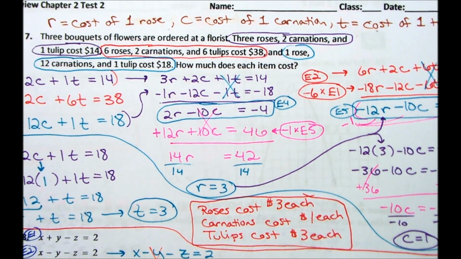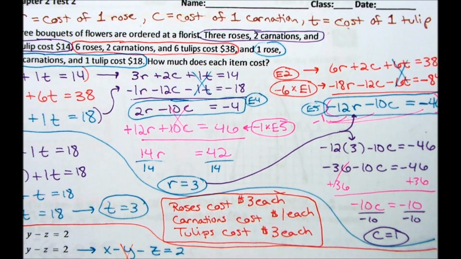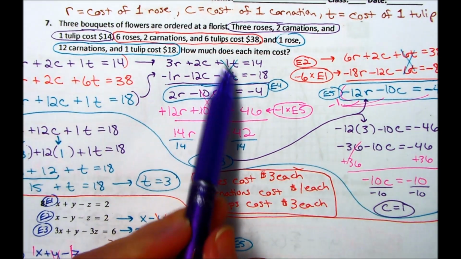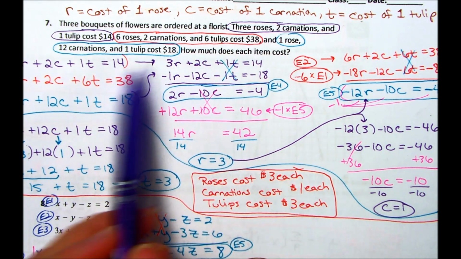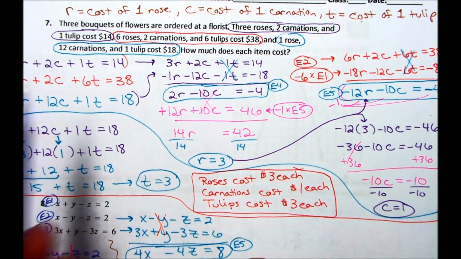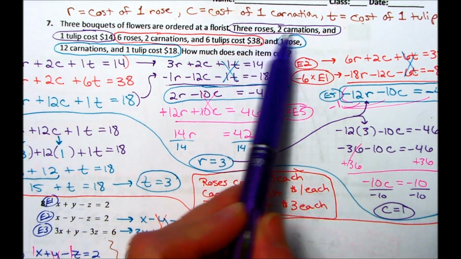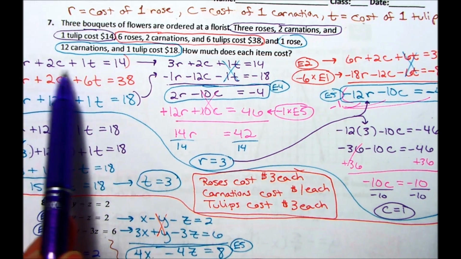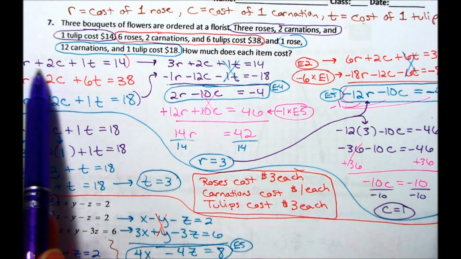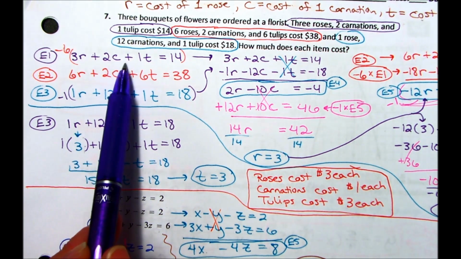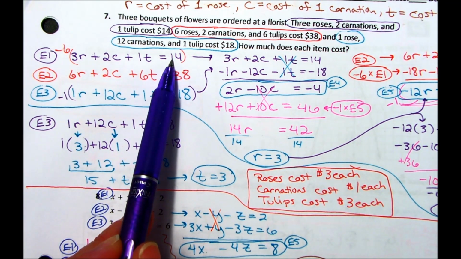Let me back out a little bit so you can see everything. Each of these phrases I highlighted or circled in a different color. So 3 roses, 2 carnations, and 1 tulip cost $14. So that would be my equation 1: 3R plus 2C plus 1T equals 14.